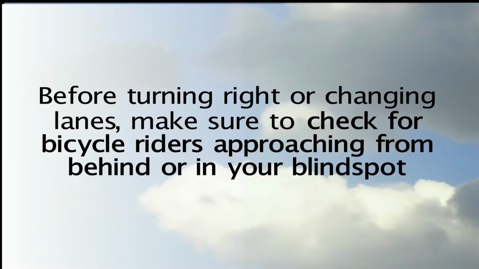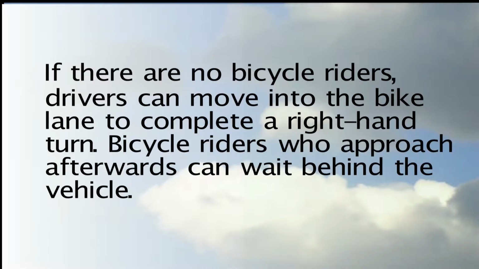Before turning right or changing lanes, make sure to check for bicycle riders approaching from behind or in your blind spot. If there are no bicycle riders, drivers can move into the bike lane to complete a right-hand turn. Bicycle riders who approach afterwards can wait behind the vehicle. Never accelerate to try and get past a bicycle rider at the last minute. If you are unsure if you have enough space, wait.